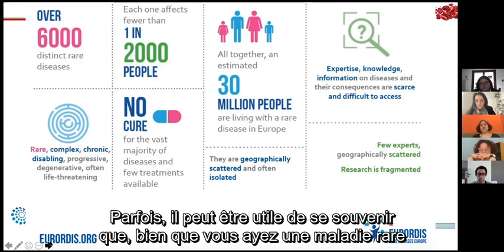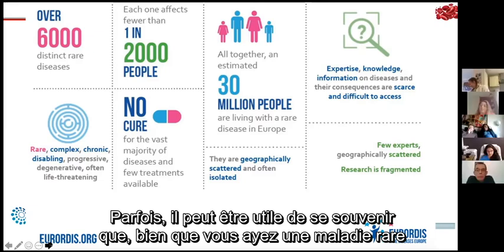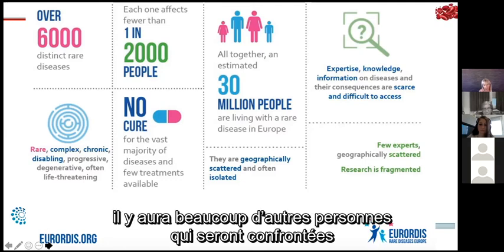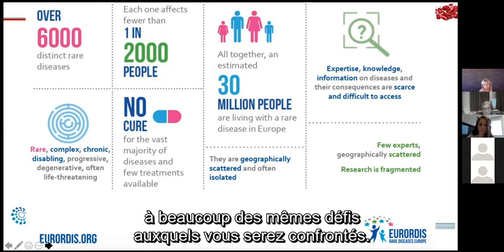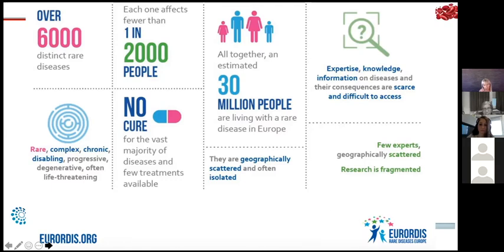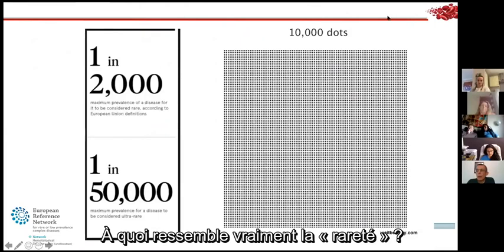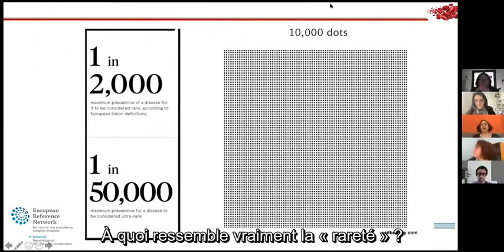So sometimes it's helpful to think that although you have a rare disease and you may not often meet other people with this rare disease, there will be lots of other people living with other rare diseases who will be facing a lot of the same challenges that you're facing. And I thought it would be nice to try and visualize, what does that mean? What does rare really look like?